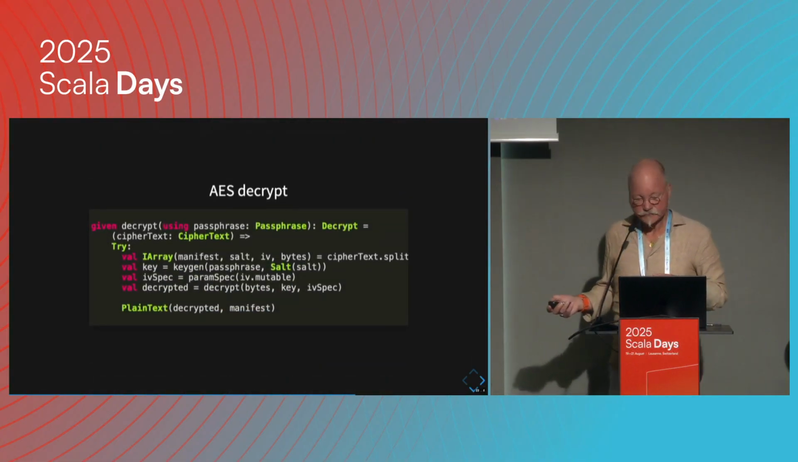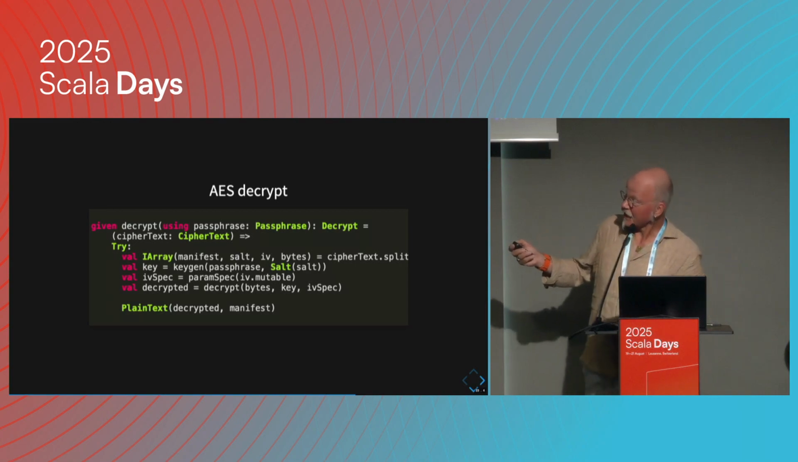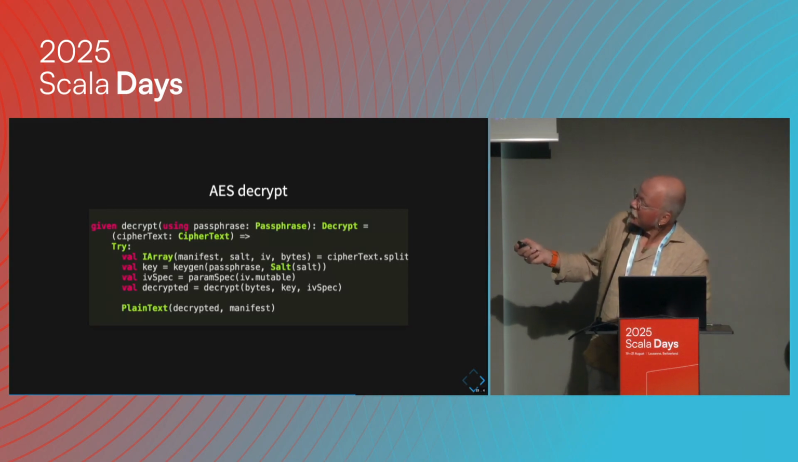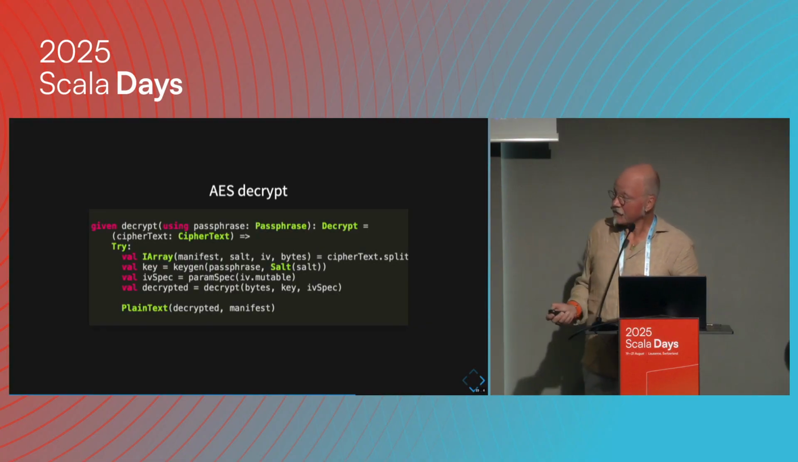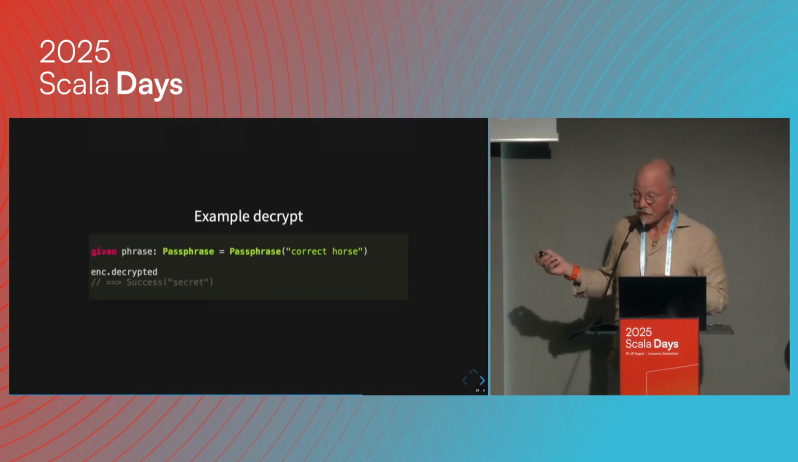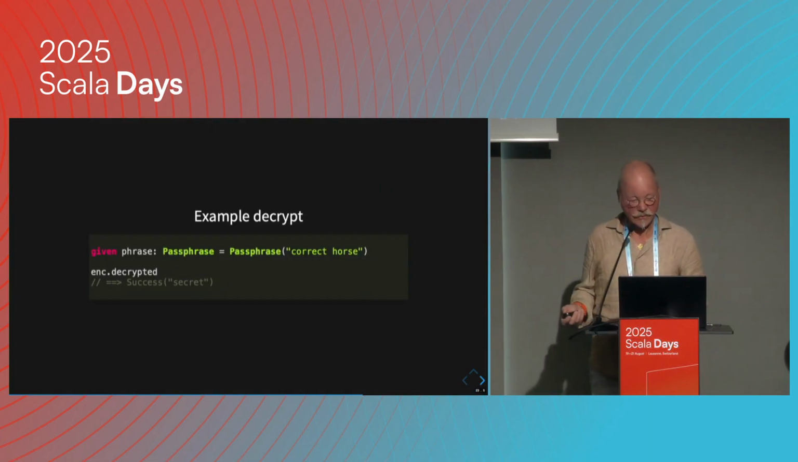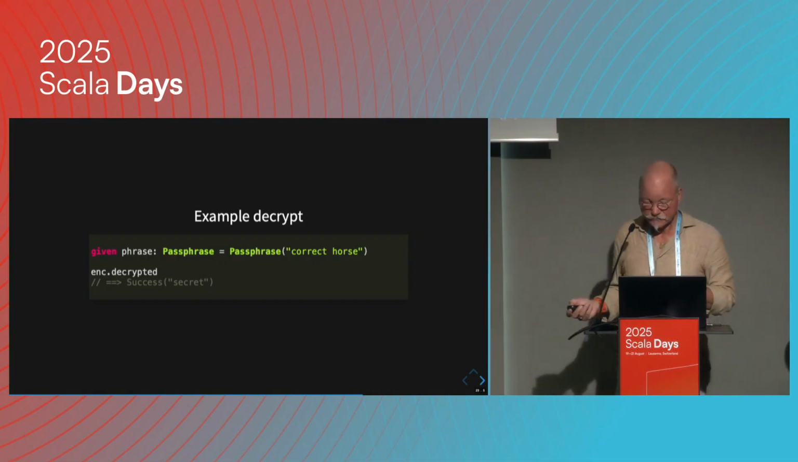And decrypting, you do it opposite. Since we wrote the encrypt method, we know that you will get 4 byte arrays out. So you split it out, you do the key stretching the same as we did before, we decrypt, and then we return the decrypted text and the manifest. Using it in code, well, it's important here that we use the same passphrase, because it's a symmetric crypto, and then we get back that.